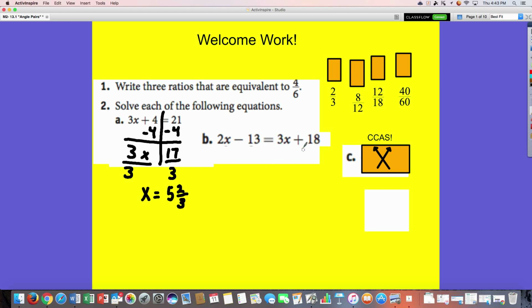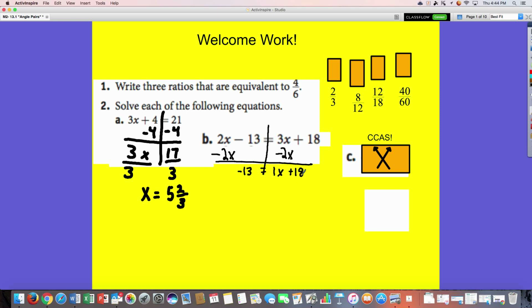Let's go over here. This time we have to move some numbers from one side to the other side at the same time. Let's go ahead and draw our line. I'm going to subtract 2x from this side. Why? Because I want to make sure I'm working with a positive x on this side. Same. Those cancel each other out, so I'm left with negative 13 on this side equals, well, 3x minus 2x is just 1x, right? I still have my 18 over here.